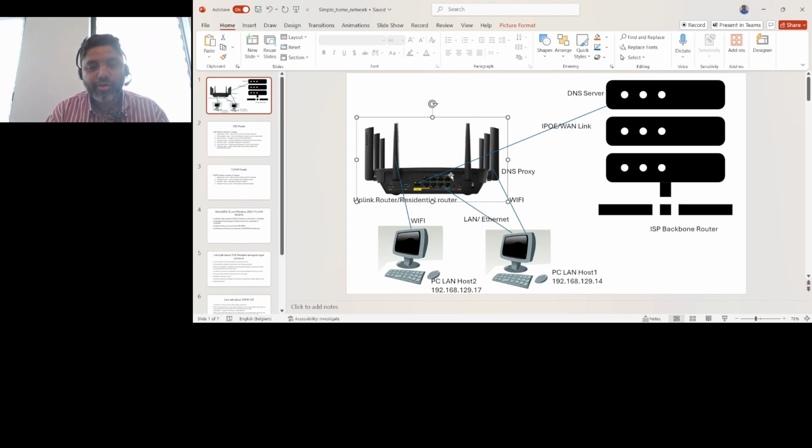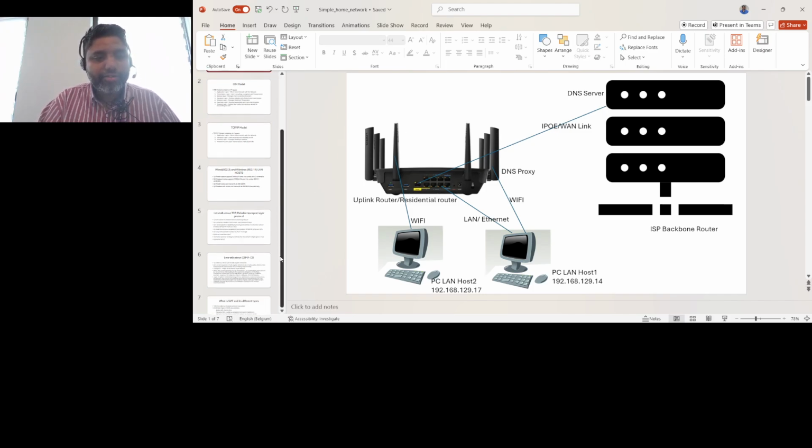So if this technology is not there, then each host on the LAN side will get a separate public address, and then your IPv4 depletion will be reached very early. To avoid that, we have 192.168.129.14, which is a private address, which is not pingable or reachable from the outside network, from the ISP backbone. So here on this link, which is the IPoE WAN link, we'll get a separate public IP address, right? So this is why NAT is used.